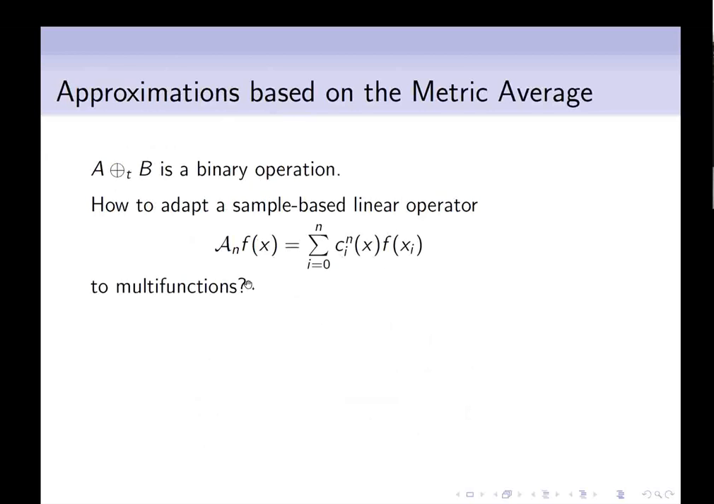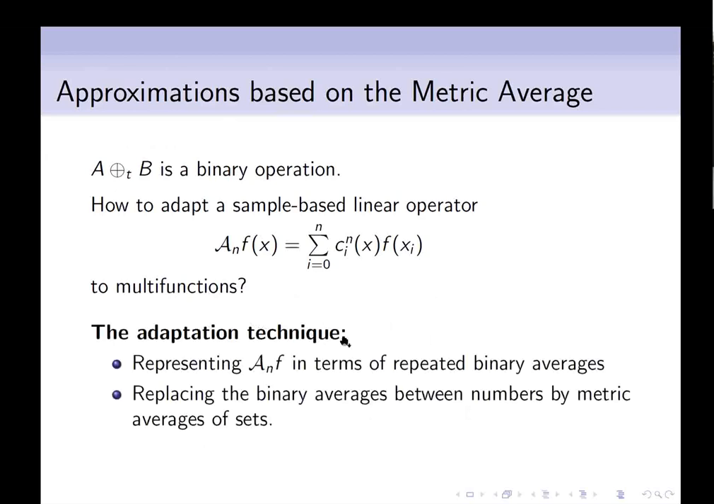Okay, so as I said, this operation is a binary operation. And how to adapt this operator to our case of set-valued functions? So the adaptation technique is as follows. Since it's a binary operation, first we have to find a representation of an operator in terms of repeated binary averages. And then we replace these binary averages of numbers by this binary set operation, the metric average. This is the technique of adaptation.